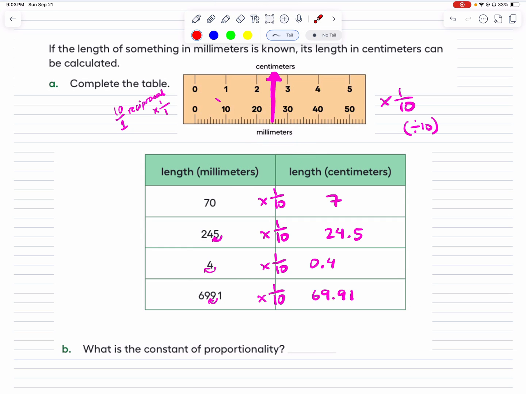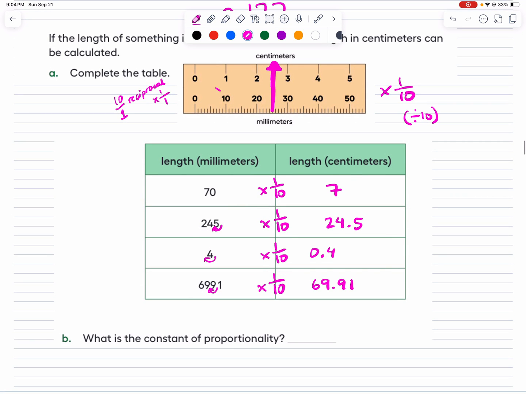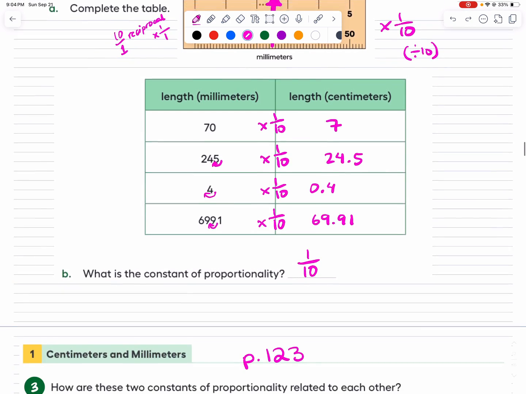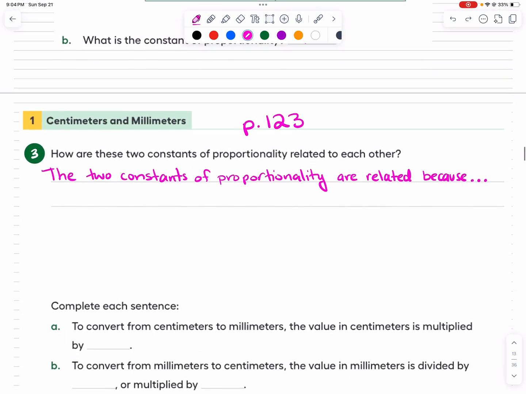We flipped them around. So it changed our constant of proportionality on this table to a reciprocal version of our original times 10. So the constant of proportionality for this table is 1/10. The units matter for this one. Yes, this is dividing by 10. There you go. Let's continue number 3.